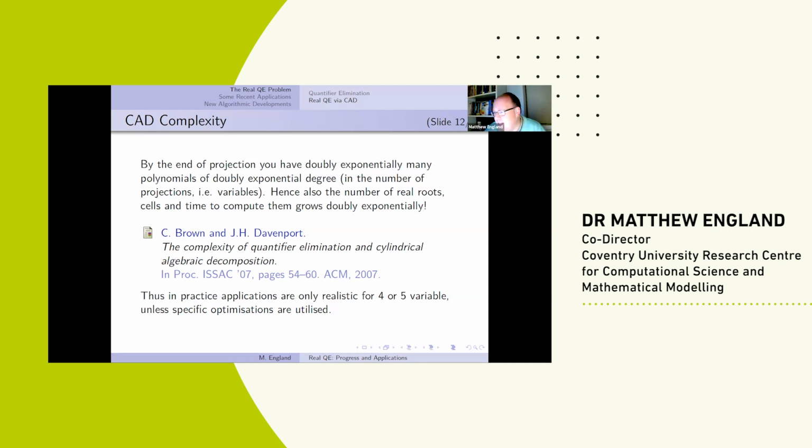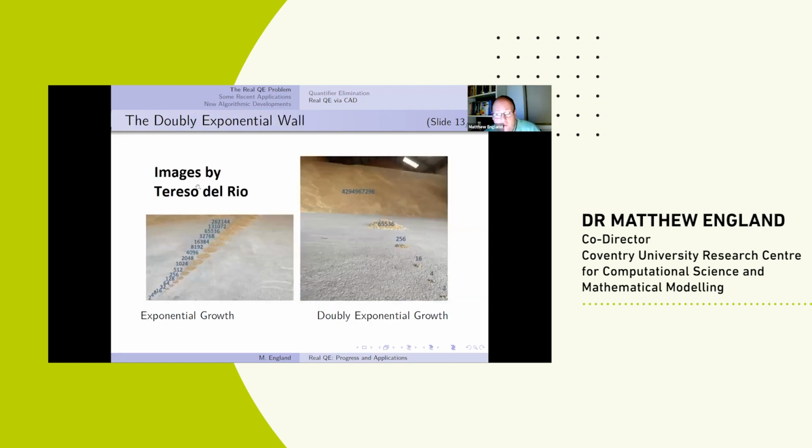So in practice, it means that with a small number of variables, 4, 5, it might be fine, but then you hit what I like to call the doubly exponential wall. And unless you use something smarter, you can't really go beyond that. To illustrate that doubly exponential wall, I'd love to show you this picture here. These are two photographs obtained by my PhD student, Teresa, when he went home on his holiday to his hometown in Spain and worked with his friend who is a farmer and grew some piles of grain to show both exponential growth and doubly exponential growth.